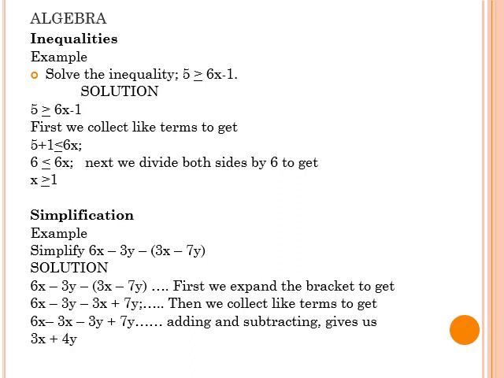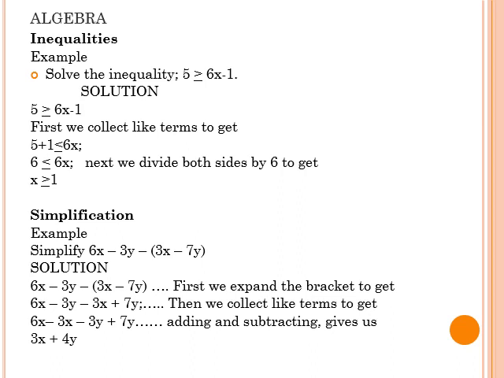The first thing we are going to do is collect like terms, because we are trying to isolate x so that we can get the value of x in this inequality. We move this minus 1 over to the other side, so that it will be with its like term, which is 5. When we move it, the sign is going to change. So we have 5 plus 1 is less than or equal to 6x. When we add it up, we have 6 is less than or equal to 6x.